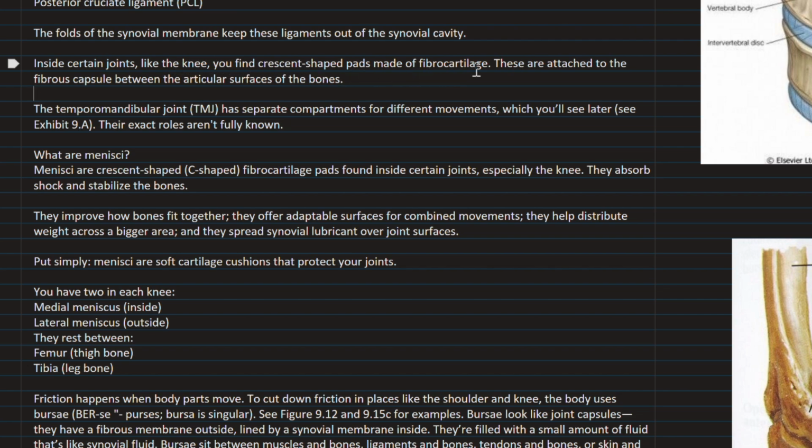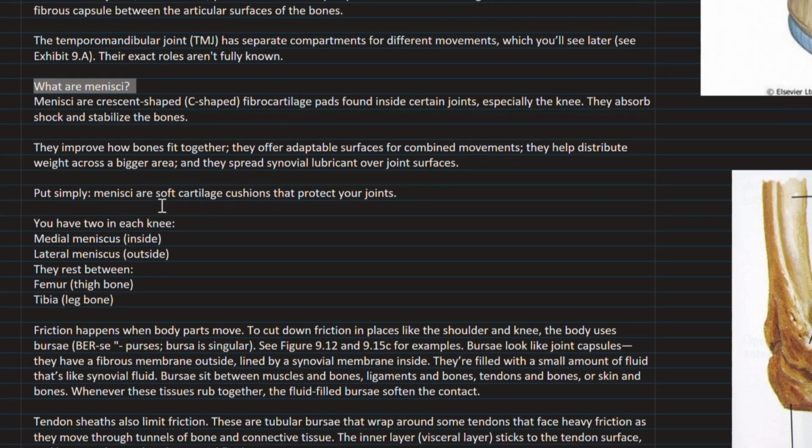Inside certain joints, like the knee, you find crescent-shaped pads made of fibrocartilage. These are attached to the fibrous capsule between the articular surfaces of the bones. The temporomandibular joint has separate compartments for different movements, which you'll see later. Their exact roles aren't fully known.